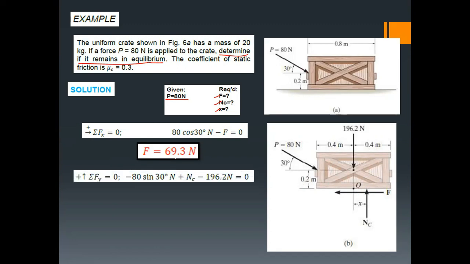And then the summation of forces for NC, to get the normal force of our plate. So negative 80 sine 30, which is downward, plus NC, acting upward, and then negative 192.2 Newton, which is the weight of our crate. So we can simply get NC. So we have F, check, and we have NC, check.